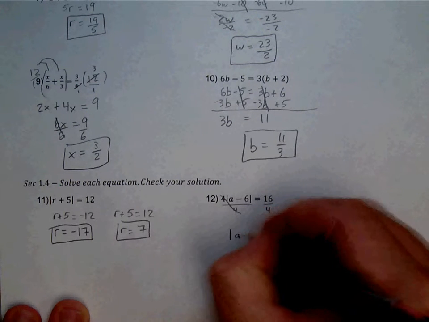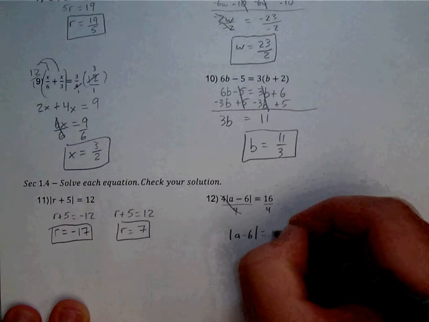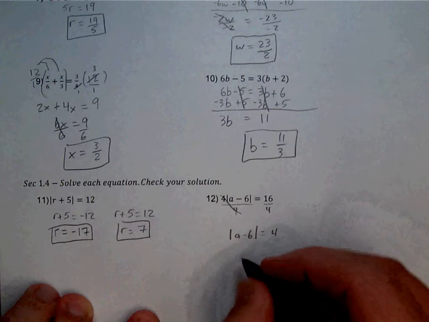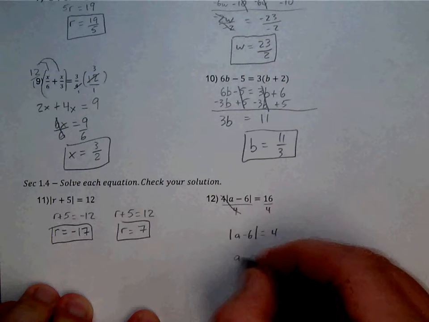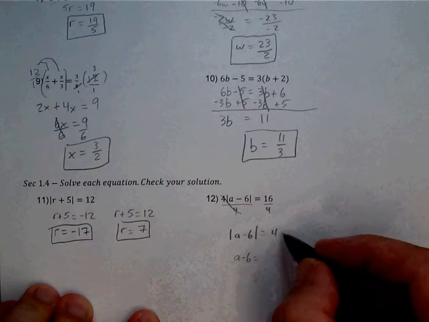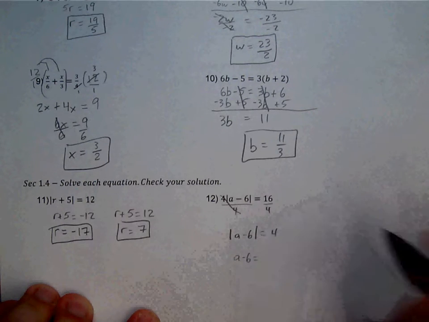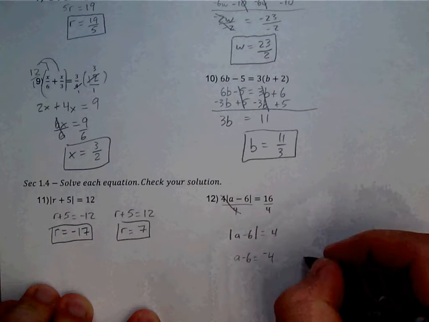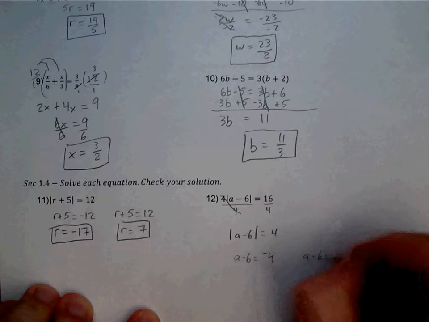So the absolute value of a minus 6 is equal to 4. Now set up the two equations. The expression inside, a minus 6, could be one of two things. It could be 4 or negative 4, because their absolute values are both 4. So set it equal to negative 4, and set it equal to positive 4.